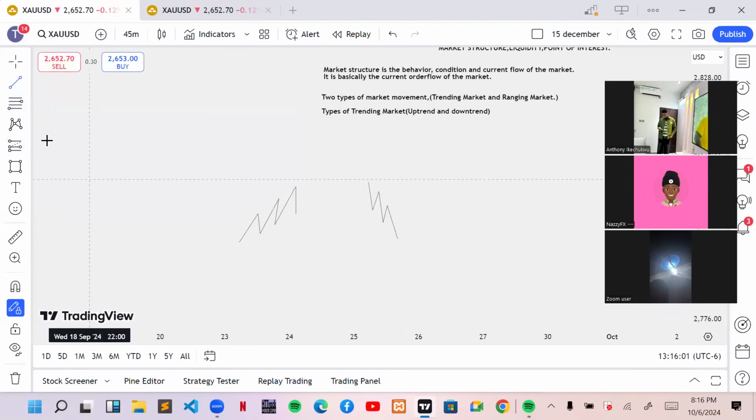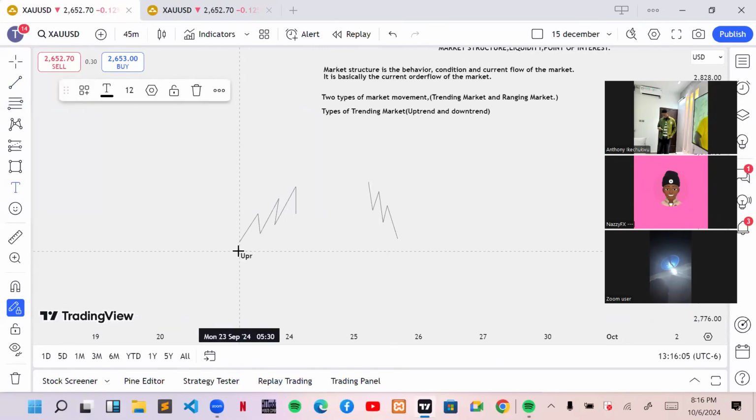So this is an uptrend right here, and this is a downtrend. An uptrend is when market is making a series of higher highs and then higher lows. A downtrend is when market is making a series of lower highs and then lower lows.